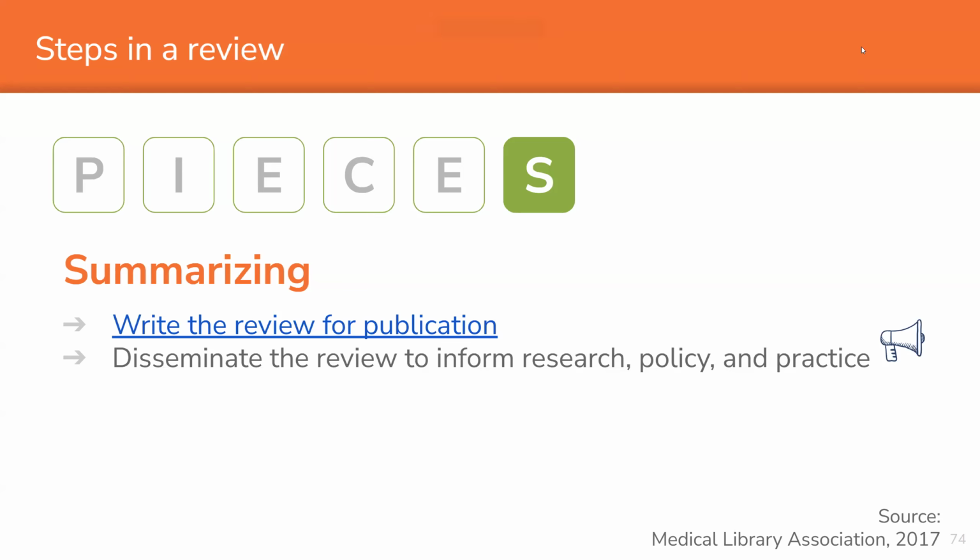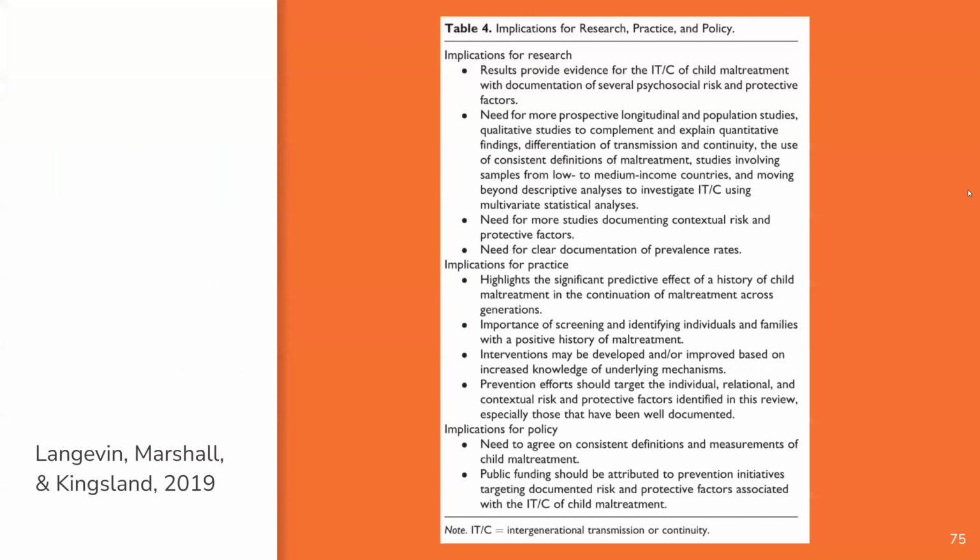Okay. And of course, the whole reason why we're writing these reviews in the first place is to disseminate the review to inform research, policy, and practice. And if you wanted to see, this is an example of the same scoping review that we've been looking at throughout. And here they highlight the importance, implications for research, practice, and policy. So again, if you wish to, you could create a similar table in your own review.